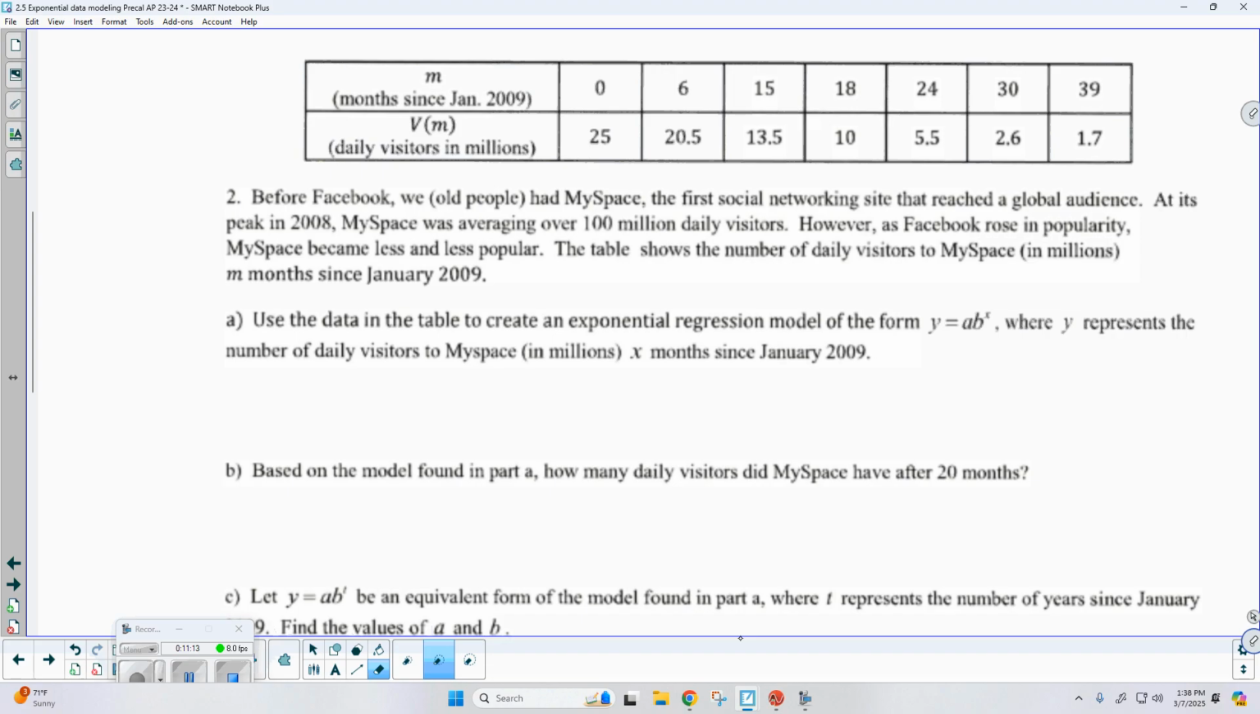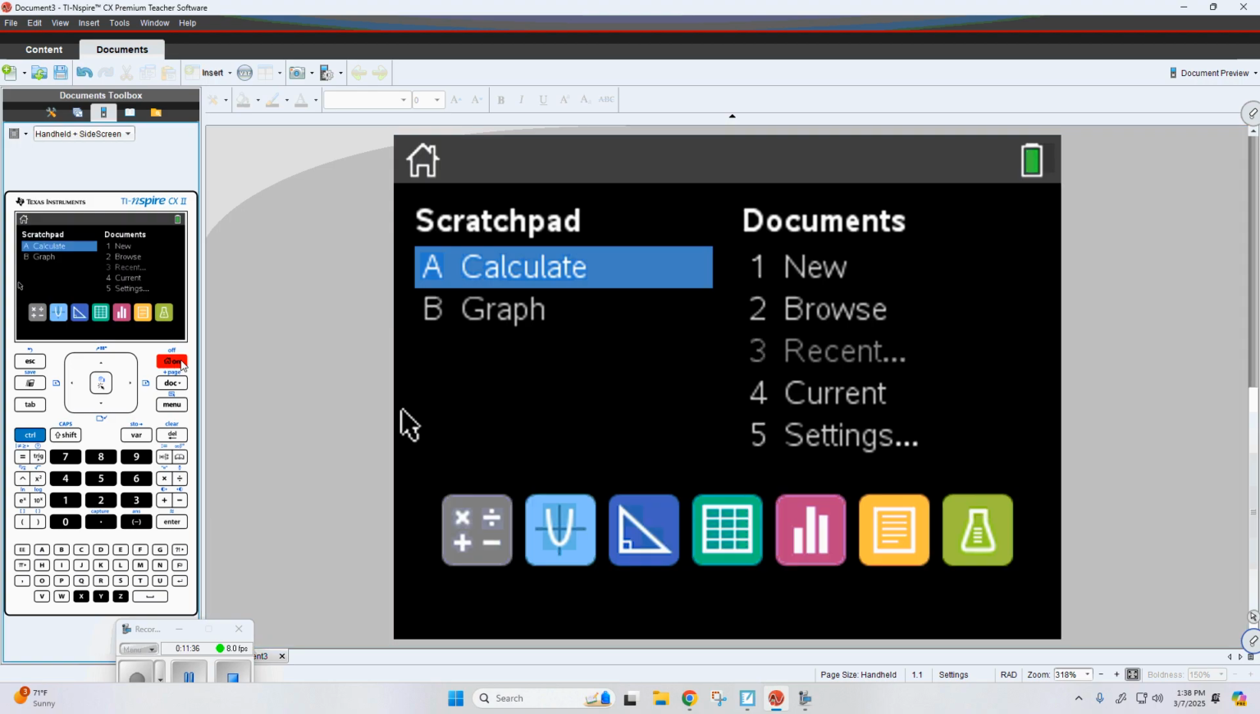Okay. So part A, use the data in the table to create an exponential regression model that looks like y equals a times b to the x, where y represents the number of daily visitors to MySpace in millions and x months since January of 09. Okay, so we're going to go through the keystrokes again to put the data in the calculator. All right, so let's pull out our calculators here. I'm going to go to my home screen.